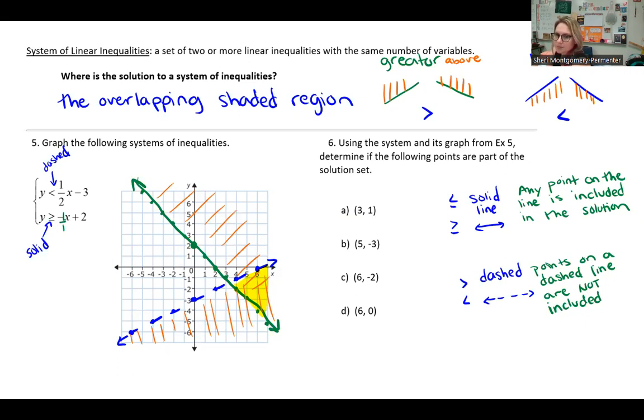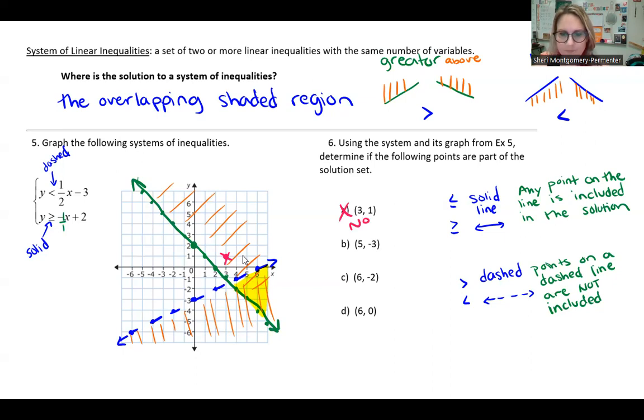The question says, using the system and its graph from example 5, so we just did it, determine if the following points are part of the solution set. So remember, the solution set is just the overlapping shaded region or any numbers that are along that solid line that's bordering the shaded region. So let's go plot these points and let's see. (3, 1). Let's go plot it. We'll go over 3, up 1. Is that in my overlapping shaded region? No.